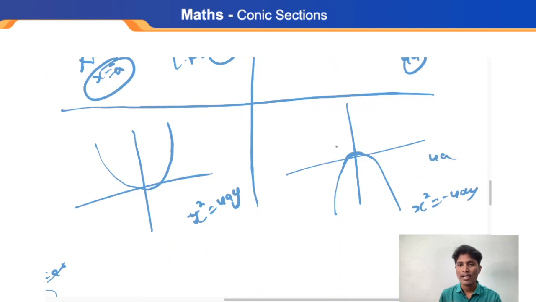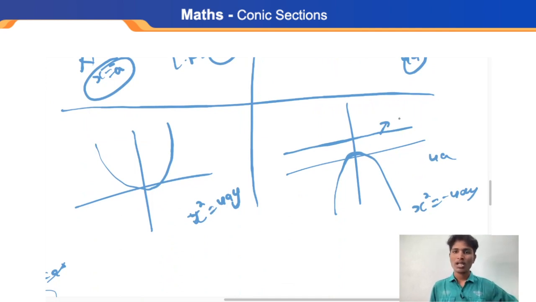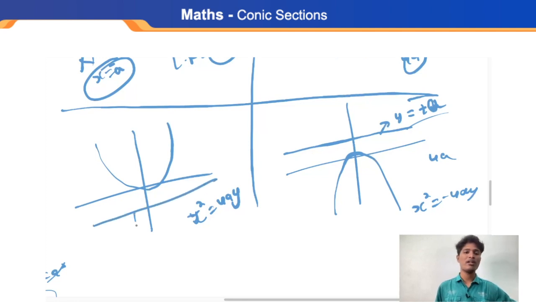Everything there is 4a only. There is no change. Here is the directrix equation for x square equal to minus 4ay. The directrix equation is very important. Here it is y equal to plus a, because we are dealing with a. Here you will get the directrix equation down, that is y is equal to minus a.